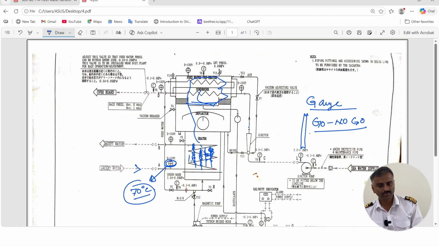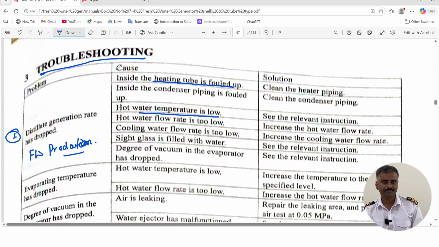Okay, so in that case the steam production is only less because the heating medium temperature is less. So that is how your production is dropping. Next is flow rate is also low.